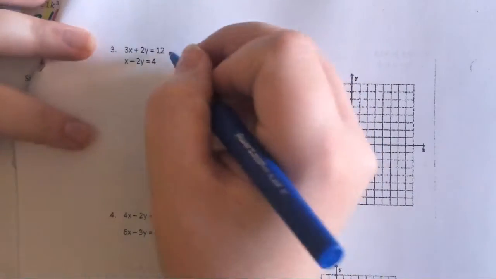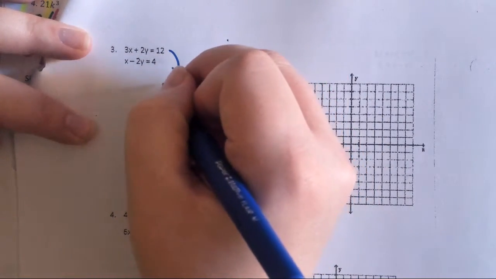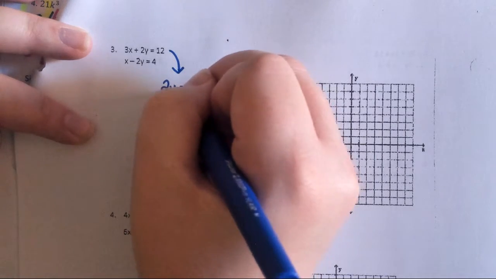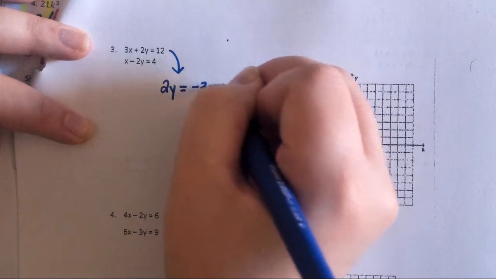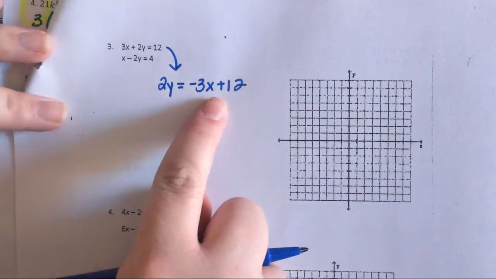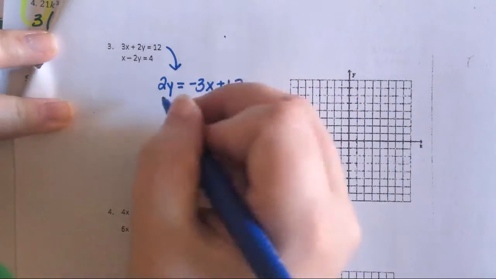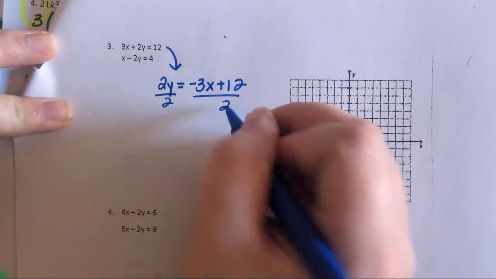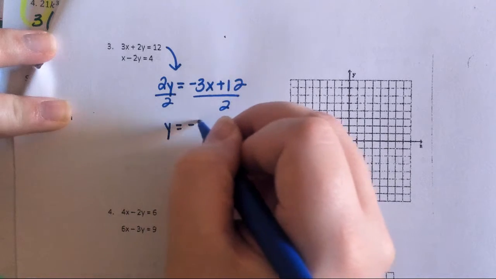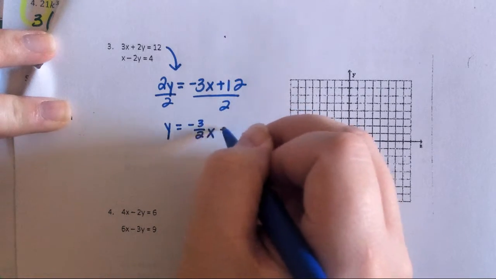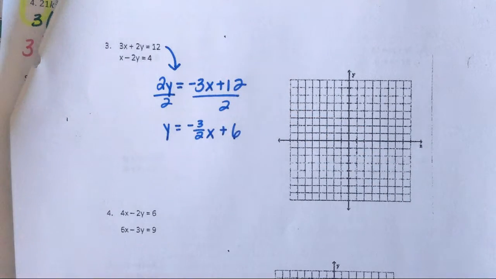Number 3, I've got to rearrange that equation. I'm going to subtract 3x first, and move it so 3x is on the other side. And then I divide by 2. So I'll have y equals negative 3/2 x plus 6. Are there any questions about the blue?